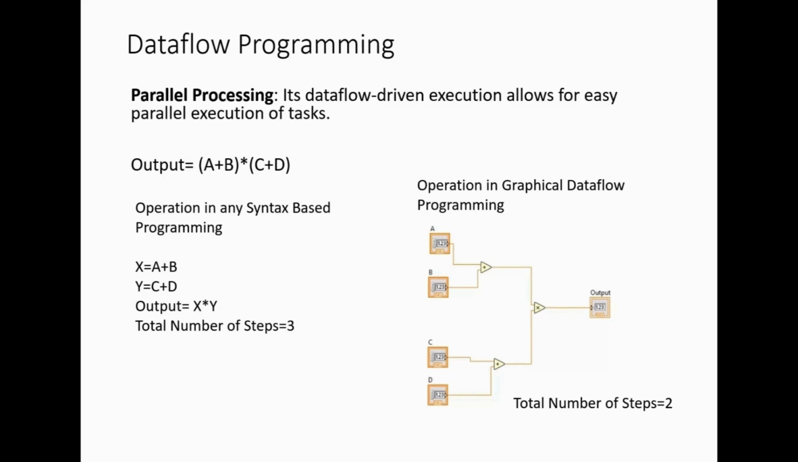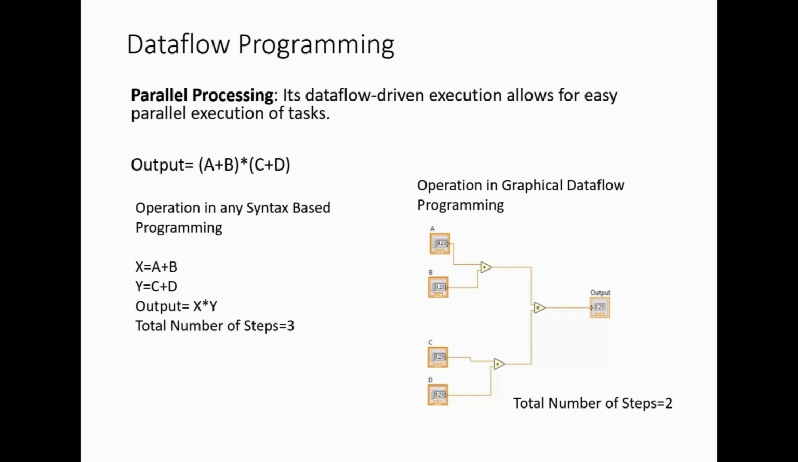But in LabVIEW, as it follows the data flow programming model, how will it be executed? It is totally parallel execution. There are two addition blocks, and both require two different inputs. Whenever the a value and b value are available, the first addition will be executed, and whenever the c value and d value are available, the other addition block will be executed, and both execute simultaneously. When the outputs of both additions go to the input of the multiplication block, after completion of the multiplication you get the output result. So only 2 steps are required: one step for both additions and the second step for the multiplication.